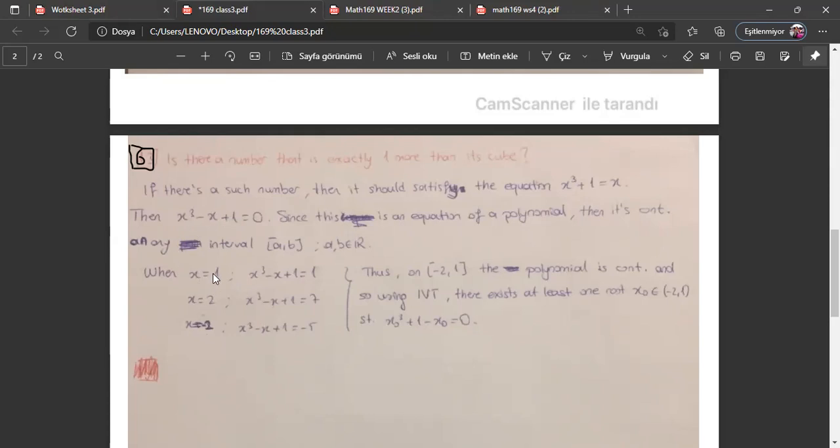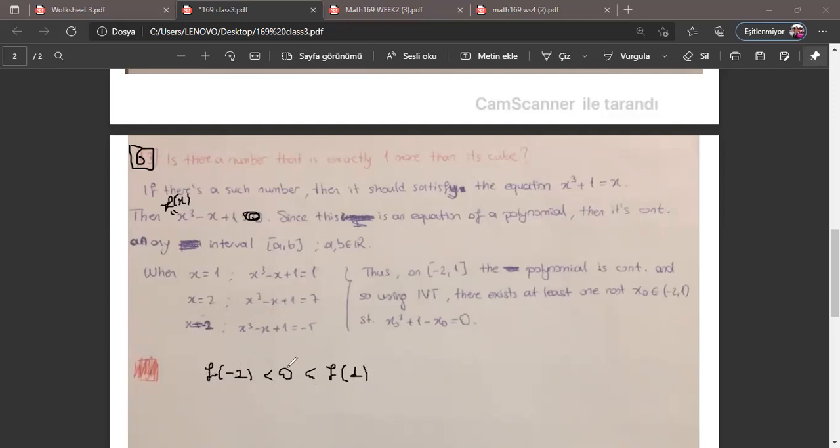So if we try x equals 1, we see that the function is equal to 1. For x equals 2, we get again something positive. We may use this or this, it doesn't matter. Now, what about minus 2? You see it's equal to minus 5, so it's less than 0. So what did we find? If you call this function f of x, you see f is continuous and f of minus 2 is less than 0. And f of, for example, 2, or you can take 1. Let's take 1.